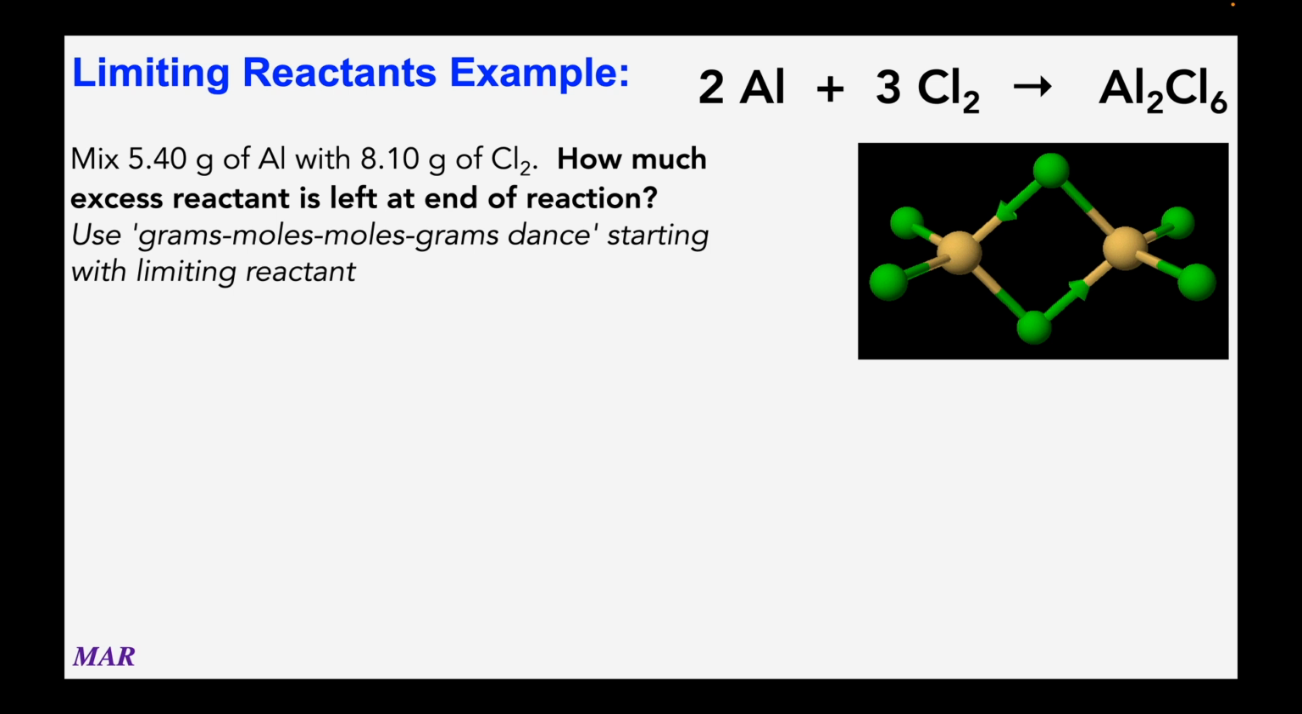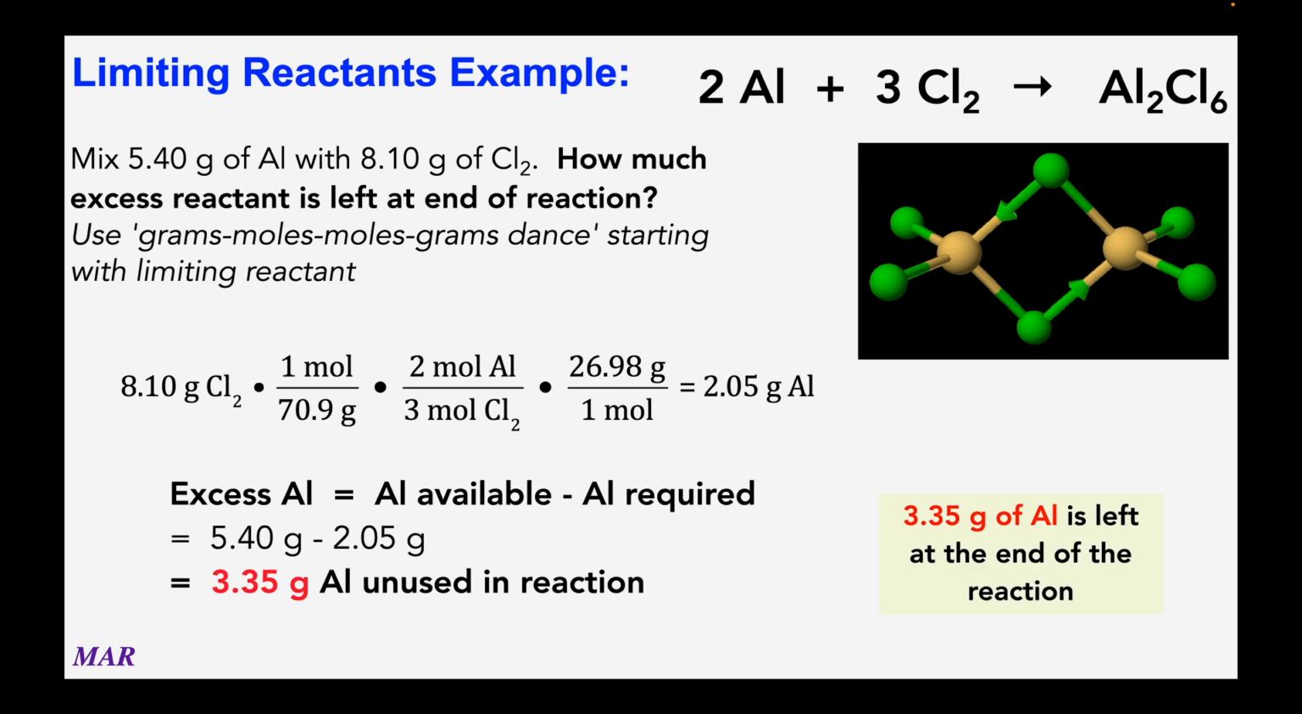Well, now that we know the chlorine is limiting, you can use grams to moles to moles to grams and figure out how much aluminum you actually needed in this reaction. So similar to last time, we're going to start with the limiting reactant, chlorine. Grams to moles to grams is the dance. So grams chlorine to moles of chlorine using the molar mass. But now notice that we're going from moles of a reactant, chlorine, to moles of another reactant, aluminum. So there's a 2/3 ratio.